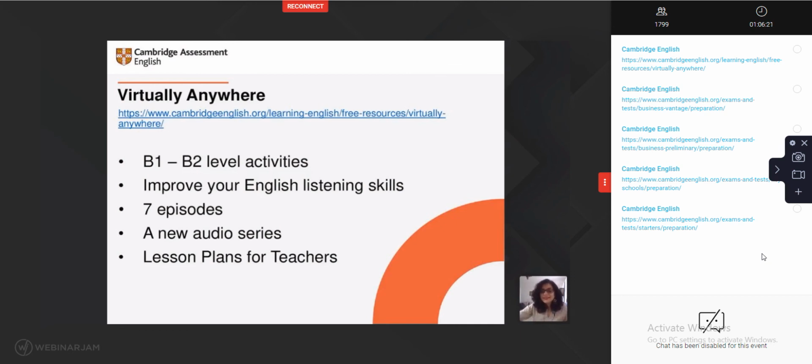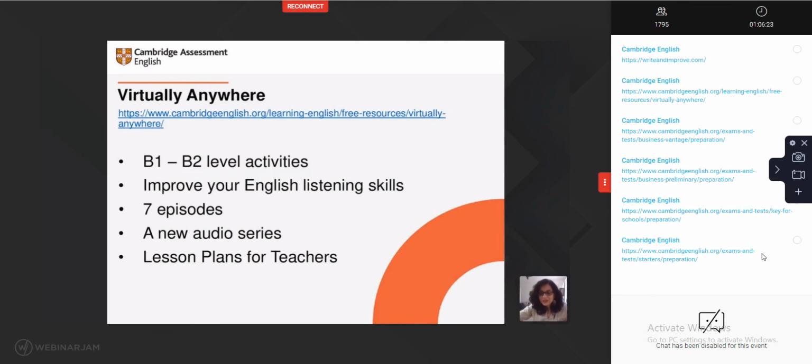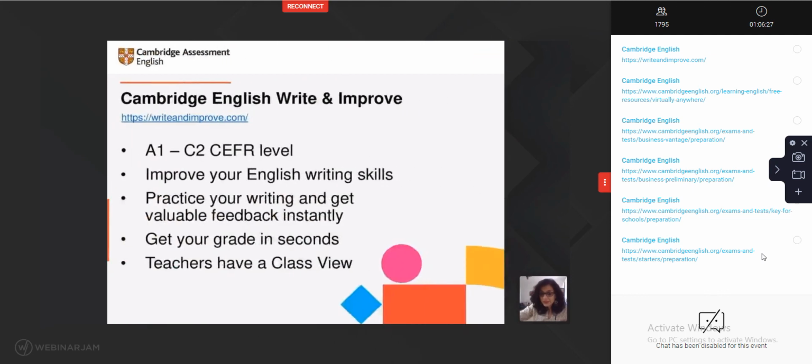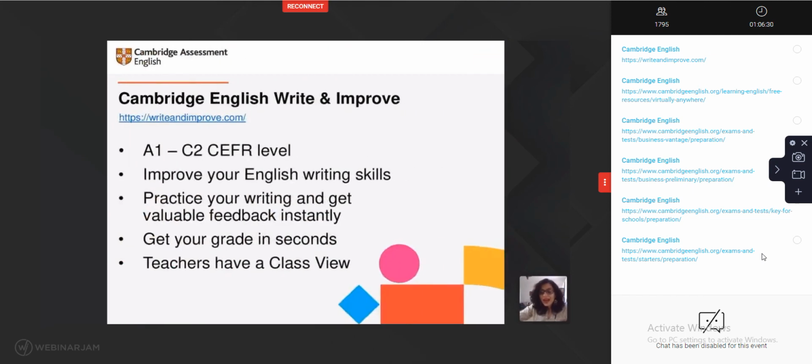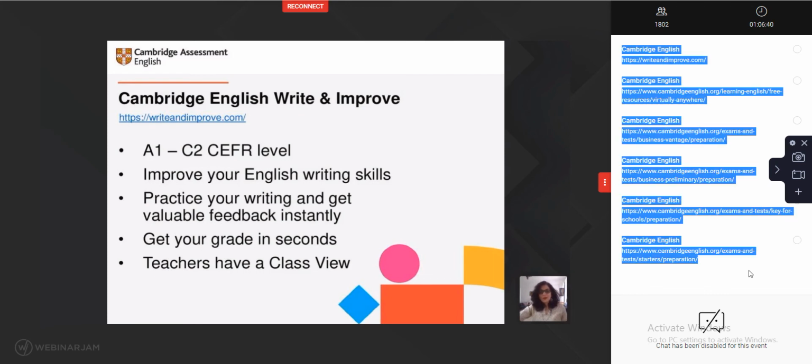The series also comes with lesson plans for teachers, so it's something which you can directly introduce in your classroom, and it's a lot of fun. I'm sure college teachers will find it extremely useful and relevant, right? Then you have Write & Improve, and you have the URL over here. Now, what does this do?